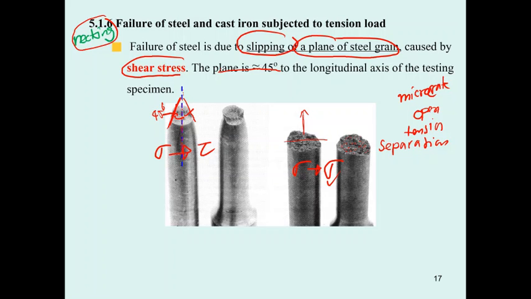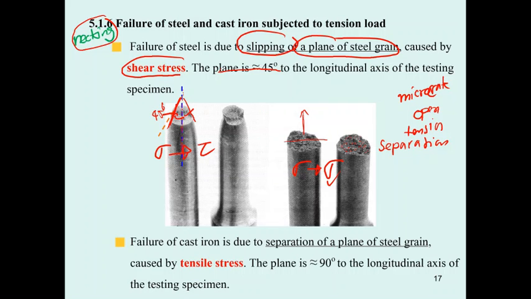So the conclusion is that failure of the cast iron is due to separation of the plane, caused by tensile stress, at an angle of 90 degrees with respect to the longitudinal axis of the test specimen. They are different. Why do they put the carbon into the cast iron?